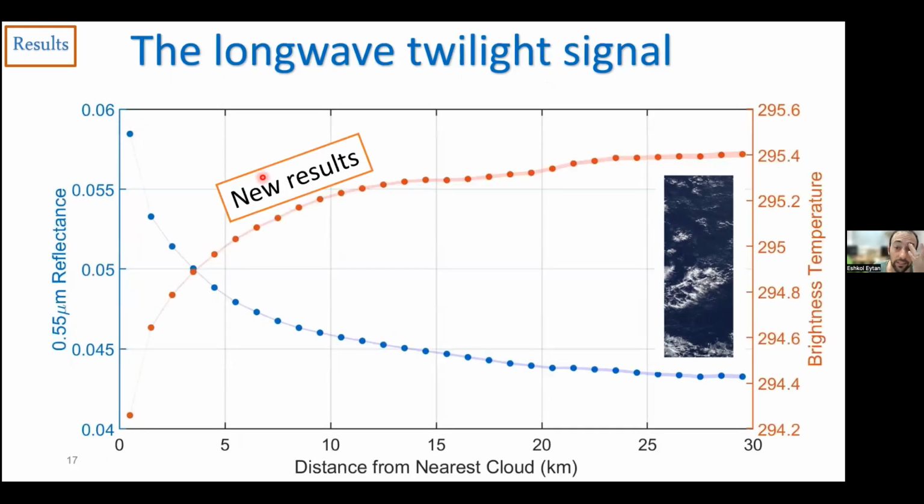And the new result here is to look at exactly the same thing, but in the long wave infrared, where we actually see kind of the mirror behavior of the curve. Far enough from the clouds, we can see the brightness temperature of the ocean. But as we get closer to a cloud, we see a reduced brightness temperature, which suggests that clouds exert some kind of a greenhouse effect on their surroundings as you get closer to a cloud.